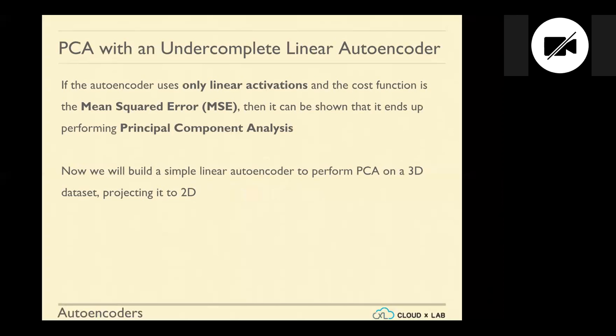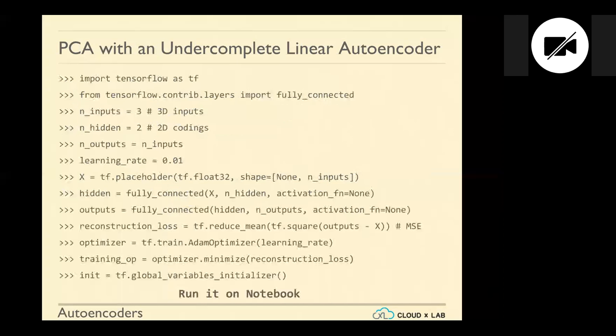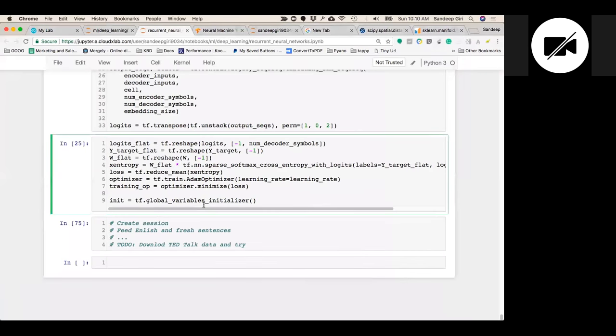If the autoencoder uses only linear activations and the cost function is the mean squared error, then it can be shown that it ends up performing principal component analysis. Now we'll build a simple linear autoencoder to perform PCA on a 3D dataset, projecting it to 2D. So here is some data. Let me show you how to convert 3D data into two-dimensional data using an autoencoder.